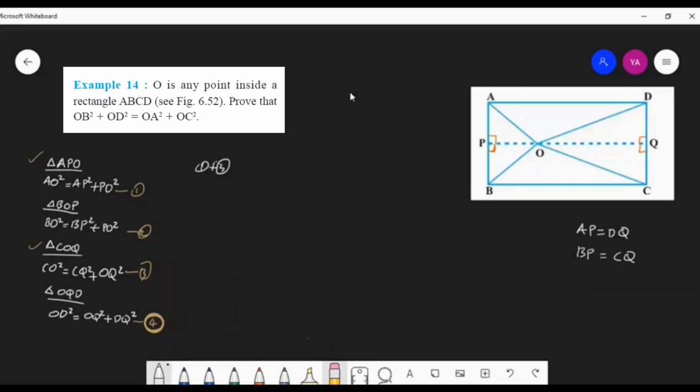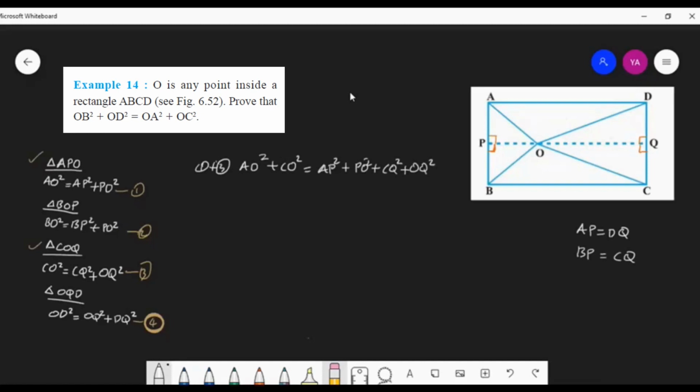Okay, adding 1 plus 3, what will you get? AO square plus CO square is equal to AP square plus PO square plus CQ square plus OQ square.